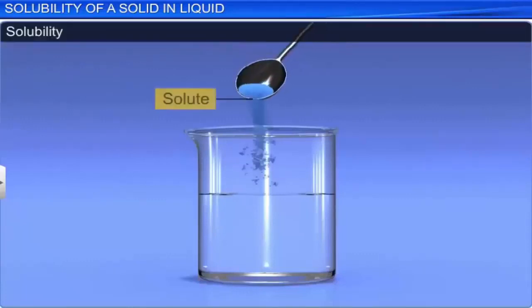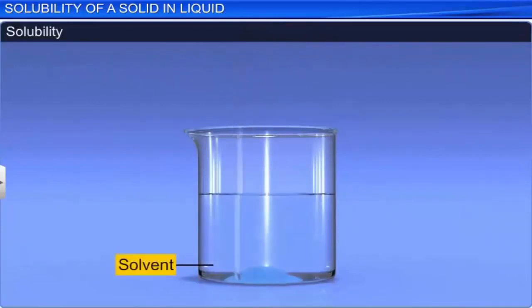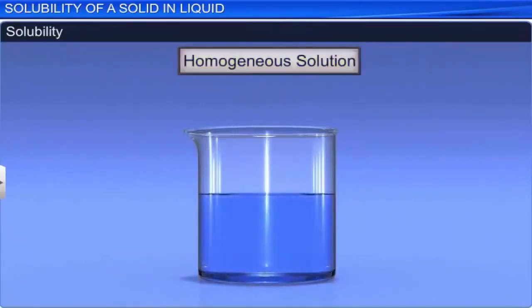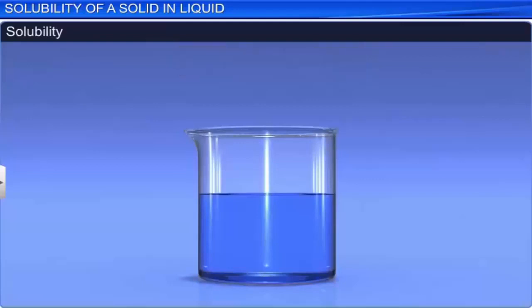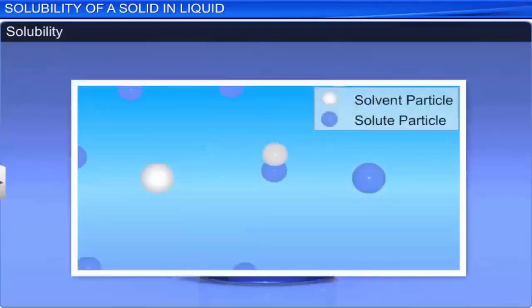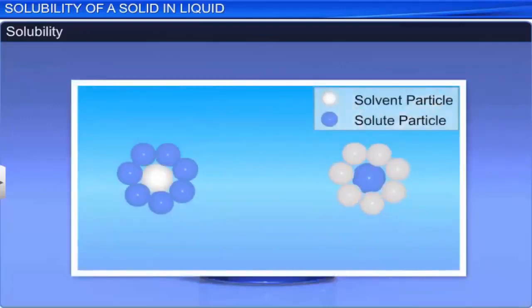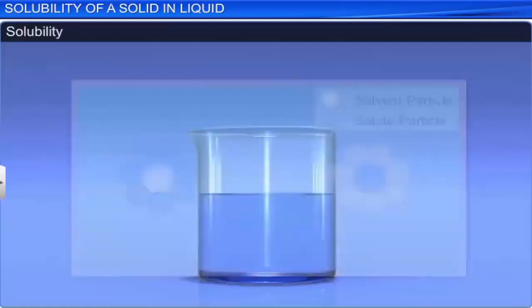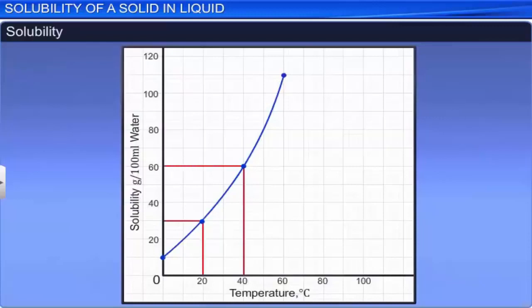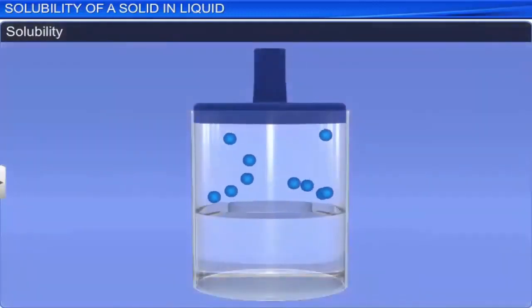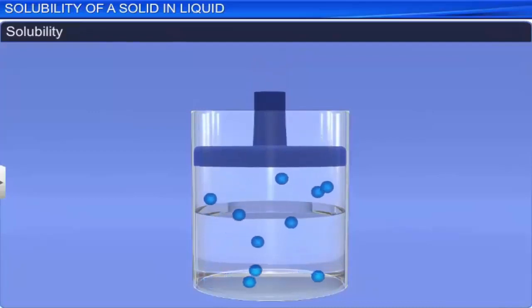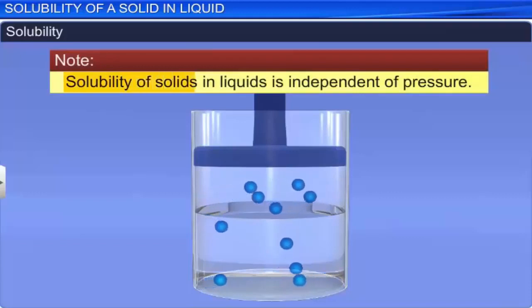Solubility is the property of a solute to dissolve in a solvent to form a homogeneous solution. Solubility is defined as the maximum amount of solute that can be dissolved in a specified amount of solvent at a specific temperature. Solubility is the result of an interaction between particles of the solute and the solvent. Hence, it depends on the nature of the solute and the solvent, as well as on the temperature and pressure. However, note that the solubility of solids in liquids is independent of pressure.